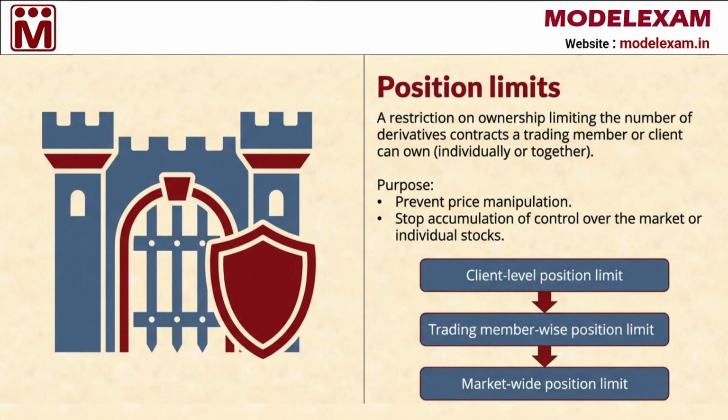The main purpose of having these limits is to maintain a fair market. They prevent any single trader from manipulating prices or gaining too much control over the market or a specific stock. To keep everything in check, these limits are applied at three different levels. We have the client level position limit, the trading member wise position limit, and finally the market wide position limit. Let us look at each of these in detail.